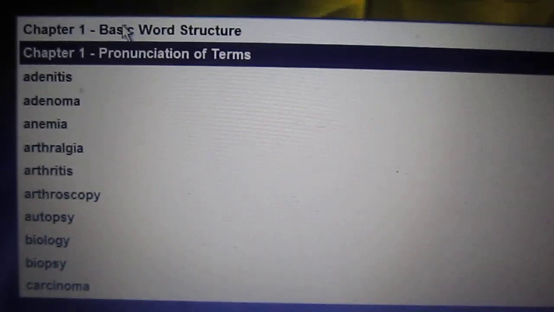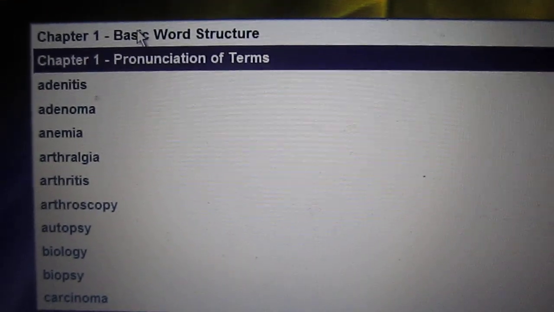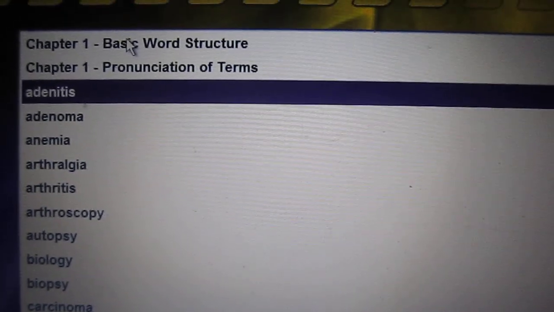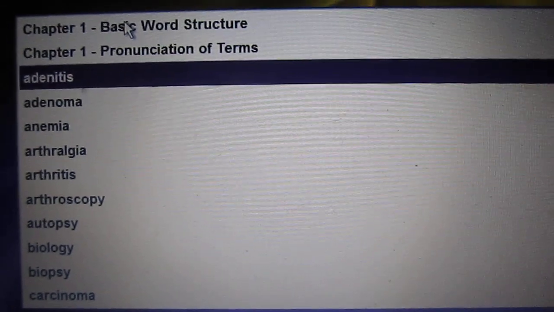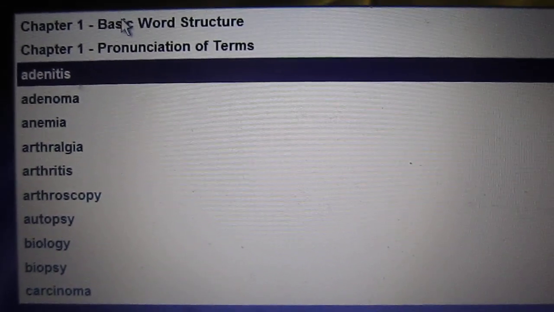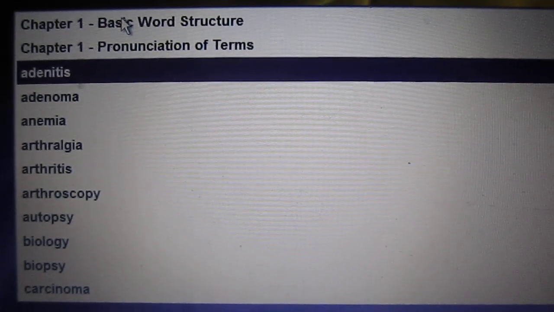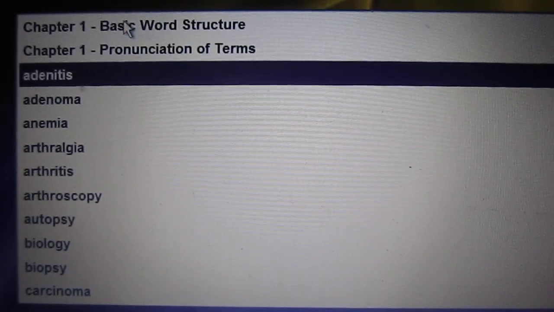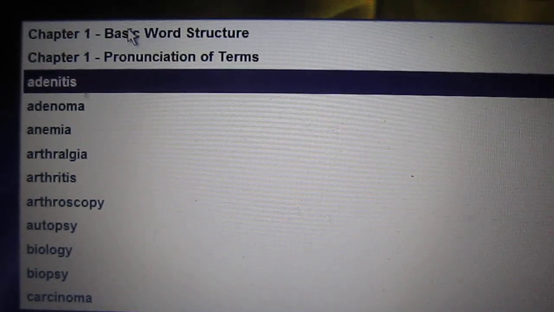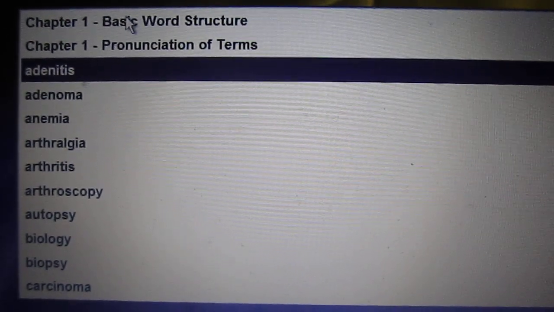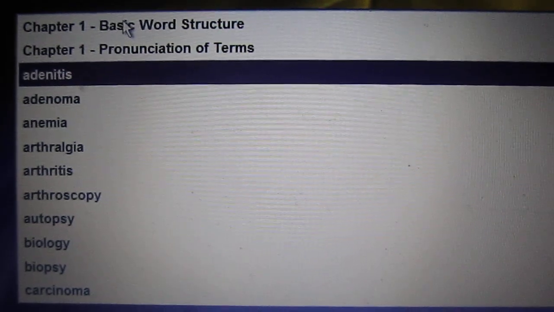Pronunciation of terms, Chapter 1. Adenitis. The word adenitis is formed of 2 parts. The suffix itis, I-T-I-S, means inflammation, and the combining form adeno, A-D-E-N-O, means gland. Adenitis, then, is inflammation of a gland.